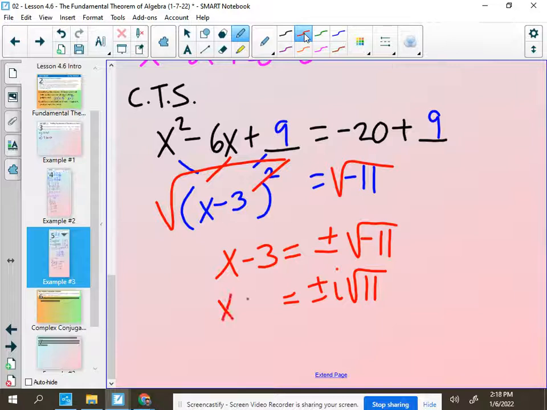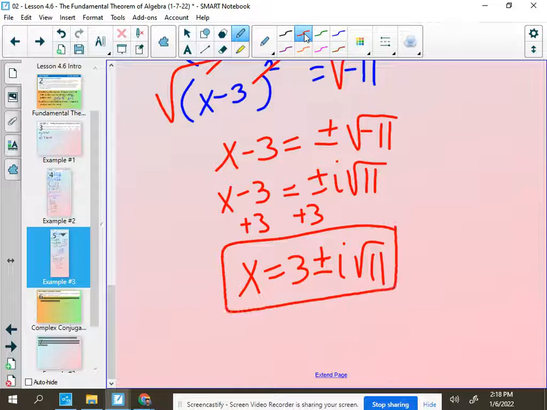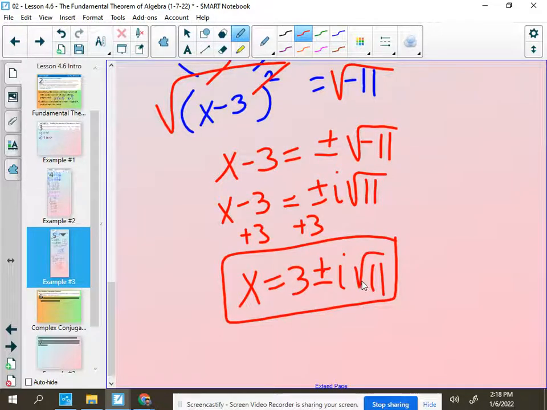And then all I would have to do now is add that 3 to both sides. So plus 3, just stick it in the front. So x equals 3 plus or minus i times the square root of 11. To me, it's way less simplifying. I don't have to worry about reducing fractions, putting something in simplest radical form, pulling out that perfect square.